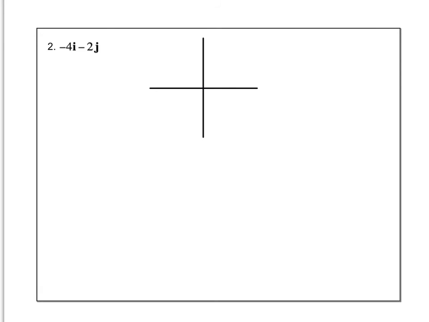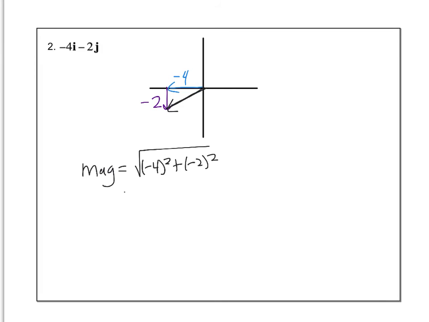Alright, let's try this one. So again, I'm going to graph it first. The horizontal component, we're over -4, and then the vertical component, we're down -2. This right now is what I need to find the magnitude of. The magnitude is just the hypotenuse, so it's the square root of -4 squared plus -2 squared, which is square root of 16 plus 4. We get the square root of 20. And then we're going to leave that in radical form for today. Well, that is not the answer in radical form. It is 2 radical 5. So that's your magnitude.